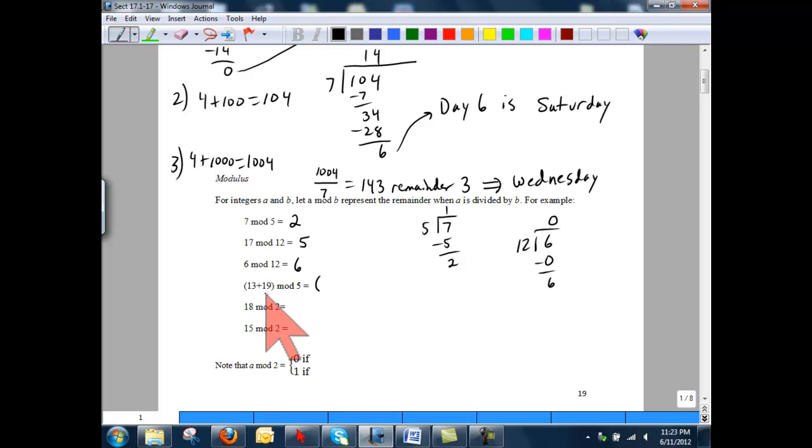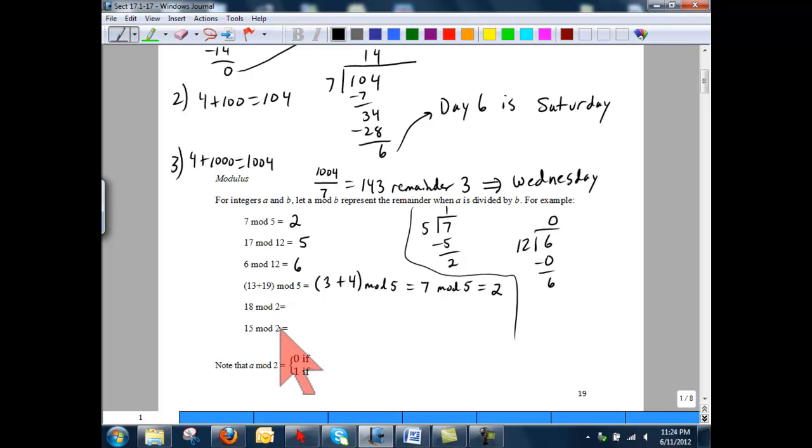So how about 13 mod 5? Well, that's 3. 5 goes into 13 twice with 3 left over. And 19 mod 5? 5 goes into 19 3 times with 4 left over. And so now it's easier to add 3 and 4, and you get 7 mod 5. And what is that? Well, 5 goes into 7 once with 2 left over. So the numerical answer is 2.